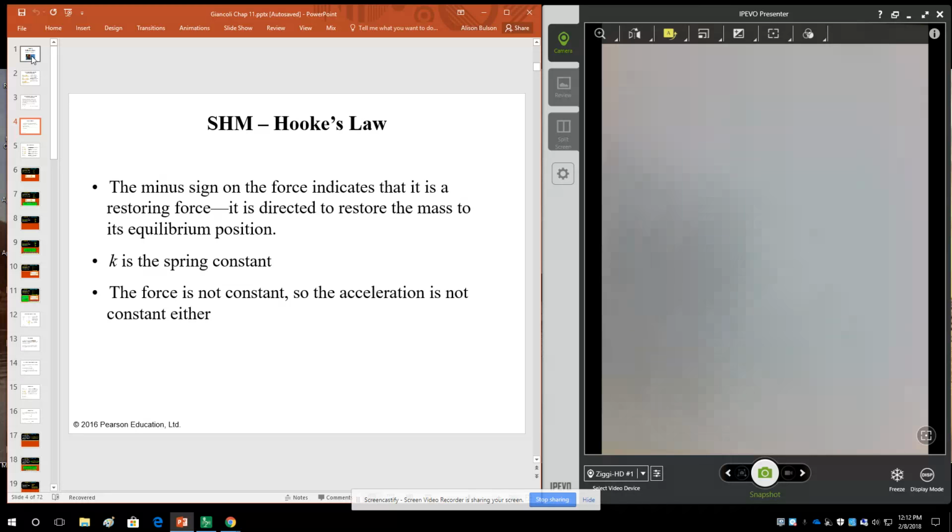Lowercase k is that spring constant again, in SI units, newtons per meter. And it's very important to understand that a spring does not exert a constant force. So the acceleration produced by the spring is not constant. So we cannot apply the equations of motion, the kinematics equations for constant acceleration, to the motion of a mass attached to a spring.